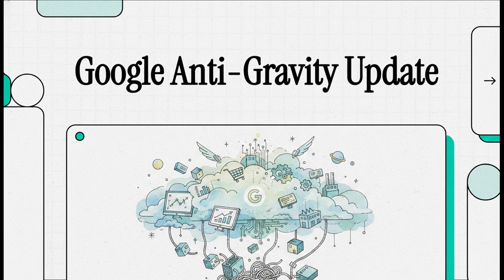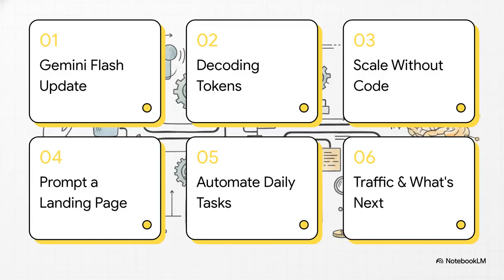If you've ever felt completely overwhelmed by the technical side of running your business online, you're going to want to hear this. Here's our roadmap for today's Explainer. We're covering the Gemini Flash update, decoding tokens and limits, scaling without writing a drop of code, prompting your landing page, automating daily operations, and wrapping up with traffic, SEO, and what's next. Let's get right to it.